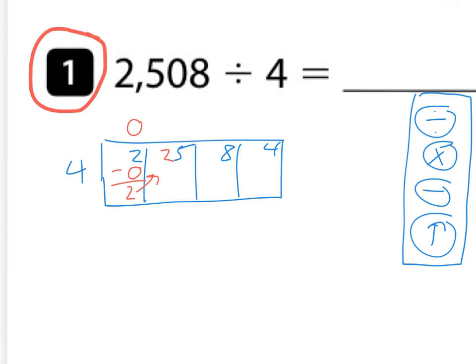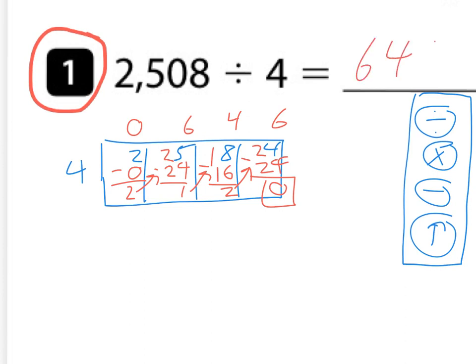4 goes into 25 6 times. 24, subtract, 1, bring it up. Start the whole process over. 4 goes into 18 4 times. 4 times 4 is 16. Subtract 2. Bring that 2 up. And then finally, 4 goes into 24 6 times. 6 times 4 is 24. 24 minus 24 is 0. We have no remainder. Our quotient is 646.